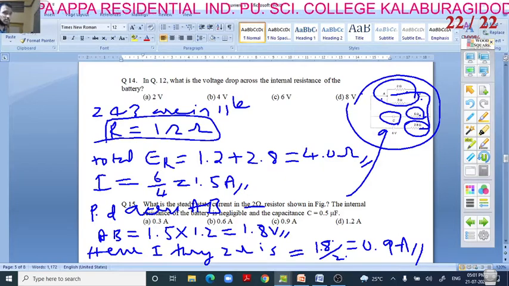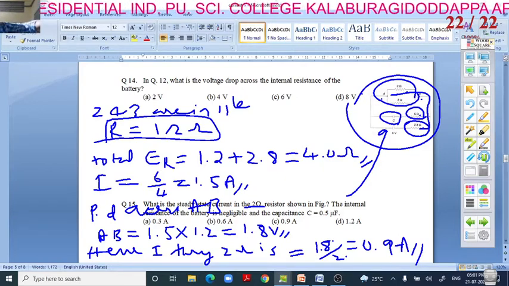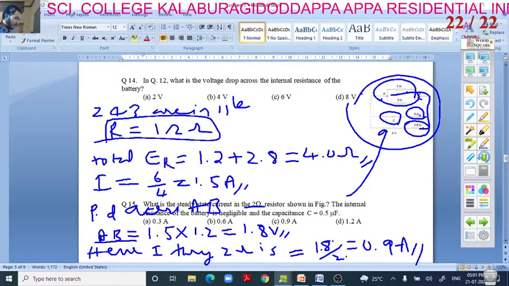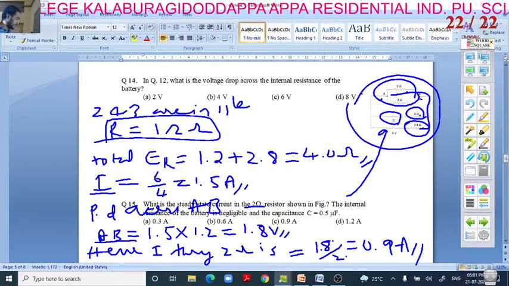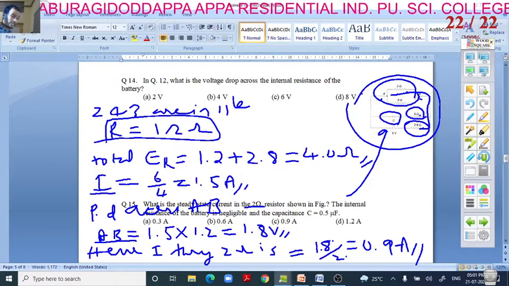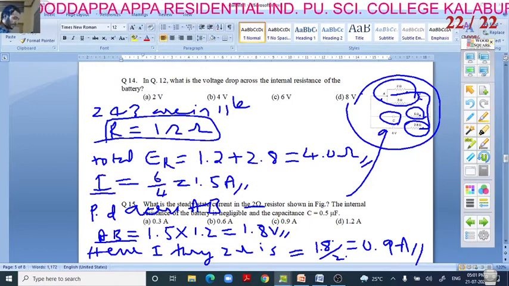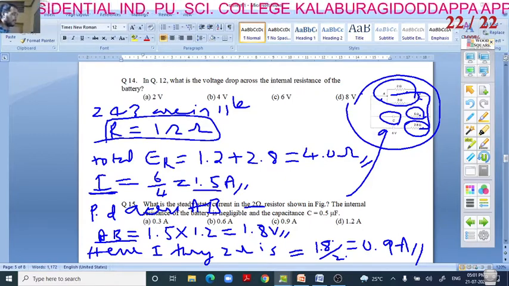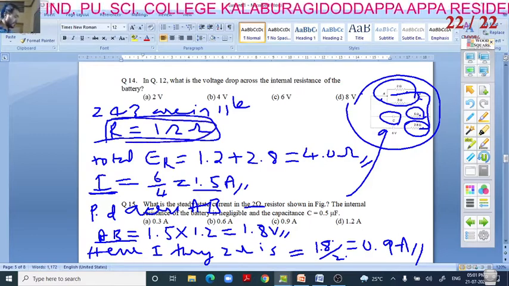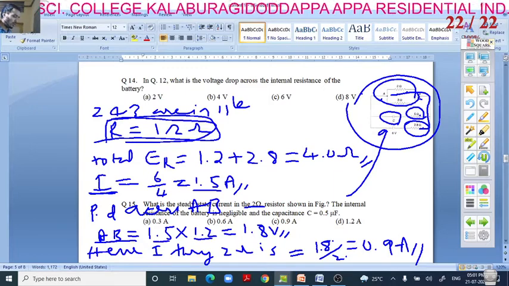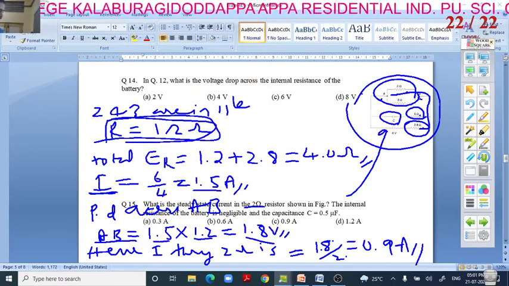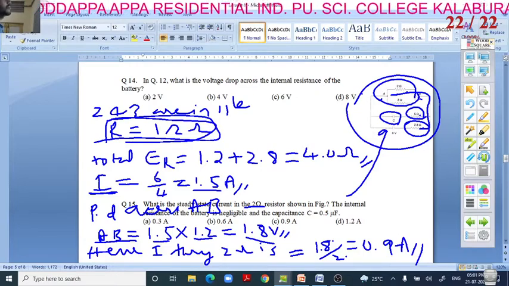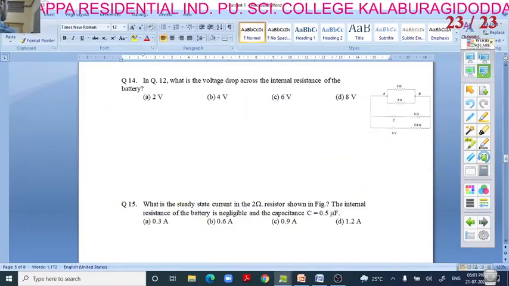So first we want to find the potential difference across AB. AB we have done here, right? To find the potential across AB, we should know the current. So here we got the current 1.5, which I have multiplied with the 1.2 resistance. With the help of that potential, the current through the 2 ohm we got is 0.9 ampere, right? Okay, next.